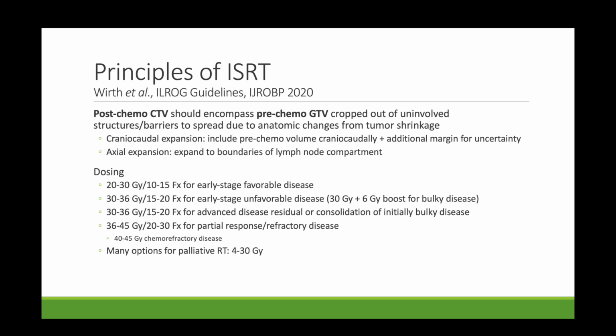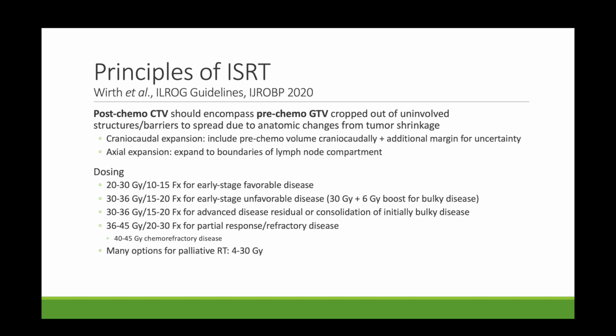Typically, the way that we think about this is that our craniocaudal expansion should really include the pre-chemo volume superiorly and inferiorly, so in that craniocaudal plane, plus an additional margin for uncertainty. And then axially, so in the horizontal plane, that's really where the boundaries of the lymph node compartment come into play. So if you think about the neck or the axilla or the groin, usually we're more worried about craniocaudal spread than axial spread. And so our margins tend to be bigger, and they tend to be more generous in the craniocaudal plane.